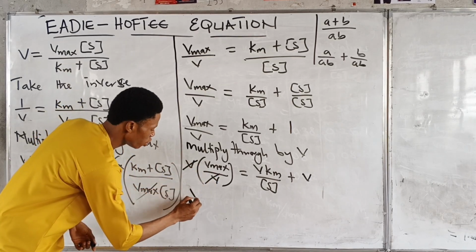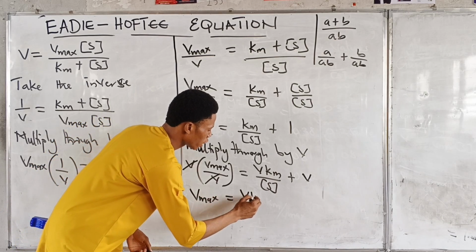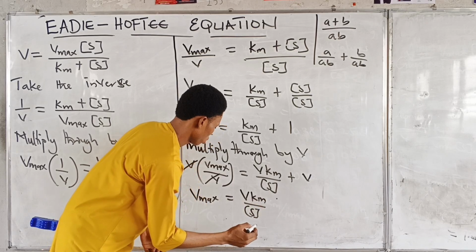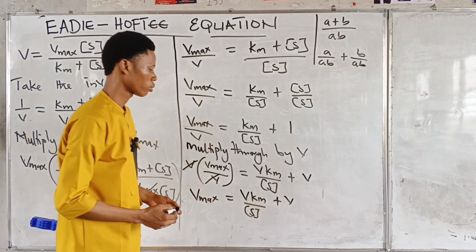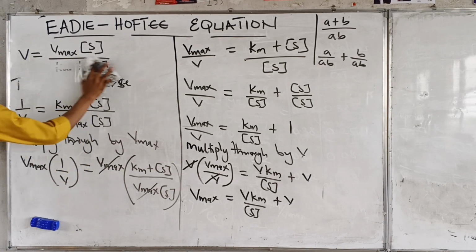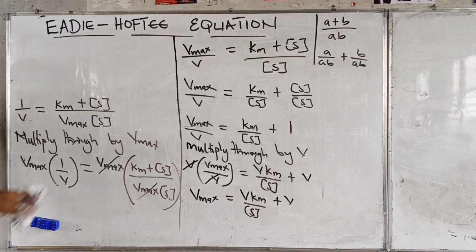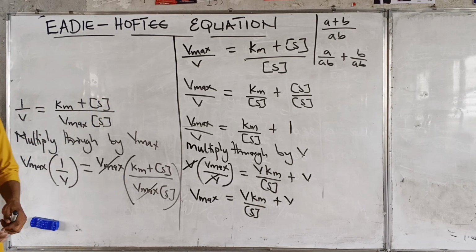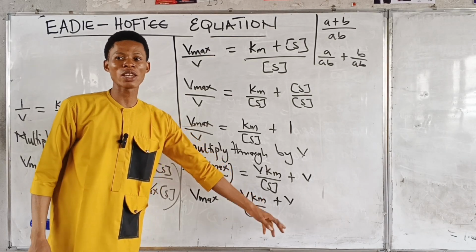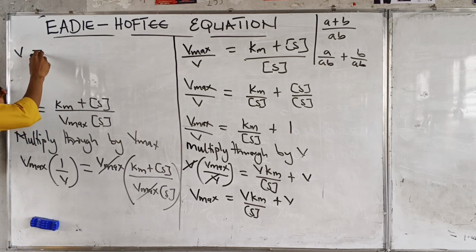So we are left with V max equal to V Km all over substrate concentration plus V, right? The last step is to make V the subject of the formula. That is to rearrange the equation. You rearrange the equation by making this V the subject of the formula. So if we are making V the subject of the formula, we have it that V is equal to what?